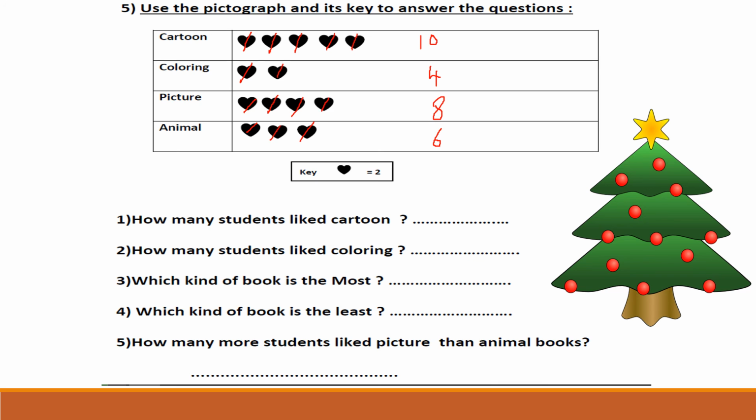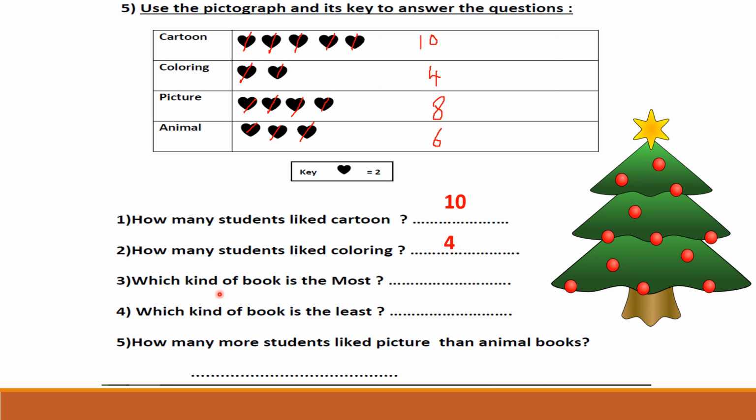So let's start by the first question. How many students liked cartoon? How many liked cartoon here? So how many mean number? You should put number here, not name. So how many like cartoon? It would be 10. So how many students liked coloring? Coloring 4.